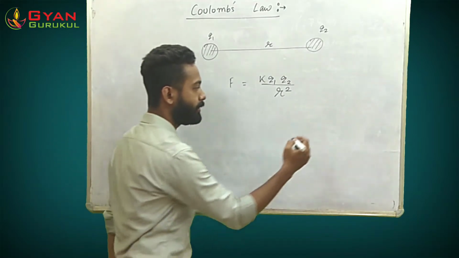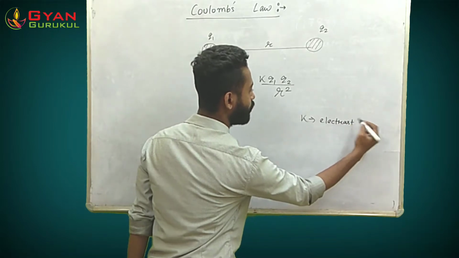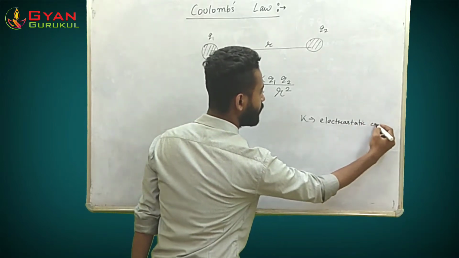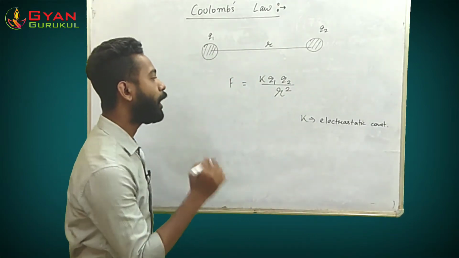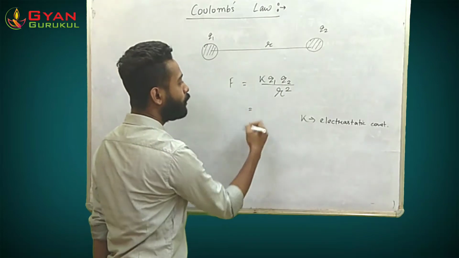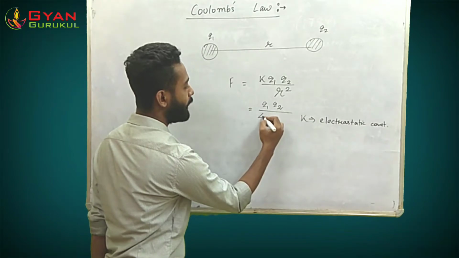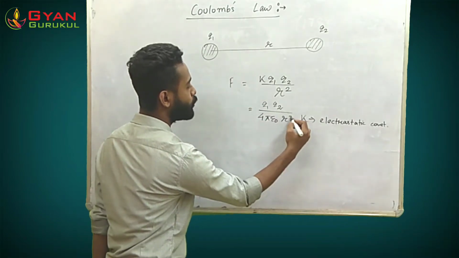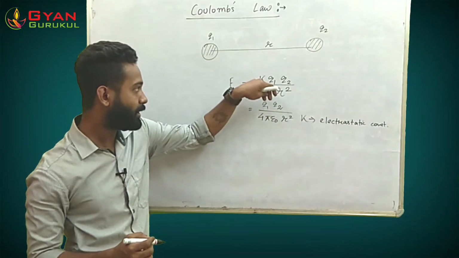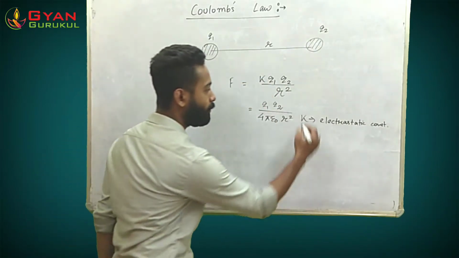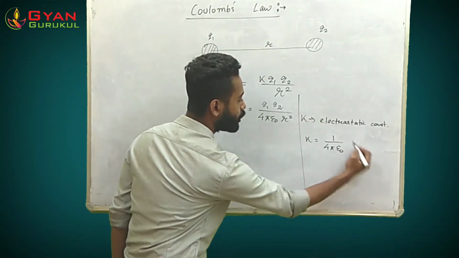Now, this K here is known as the electrostatic constant. You can also name it Coulomb's constant in some cases. If we write down the expression further, it can be written as Q1 Q2 by 4 pi epsilon naught R squared. So the K actually has a broken down formula, and that formula comes out to be K equals 1 by 4 pi epsilon naught.